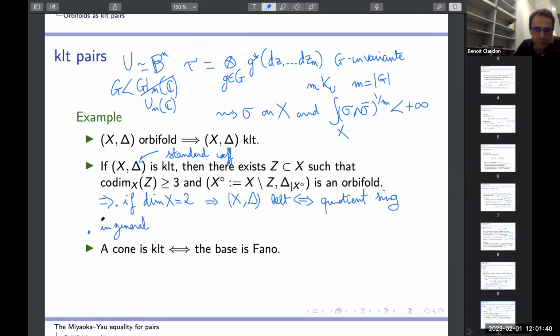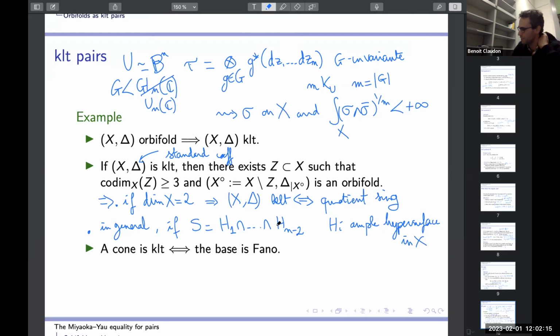So if the dimension is greater than 3, if you pick a surface S defined as the intersection of n-2 hyperplanes, so if the H_i are ample hypersurfaces in X, here I assume that X is projective, and you have to assume also that the H_i are general, of course, then S will be contained in this X naught, and the restriction of the KLT structure is an orbifold structure.